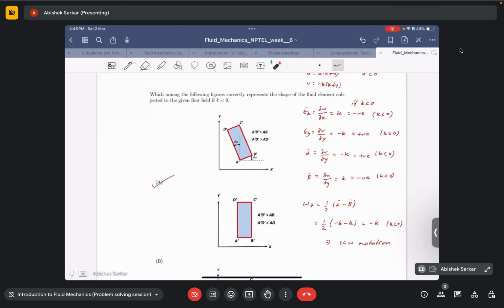If it is negative, then it is clockwise. If it is positive, then it is counterclockwise, and it is positive because k is less than 0 and it's minus k, so it will basically add up to give a counterclockwise rotation along this direction.